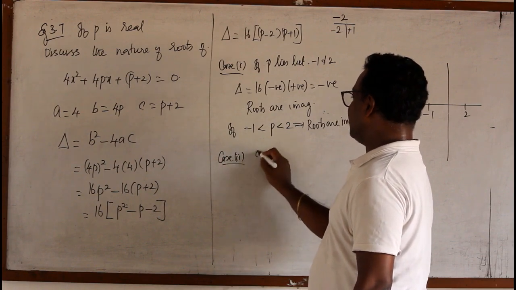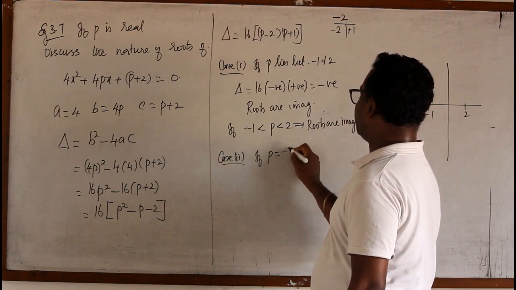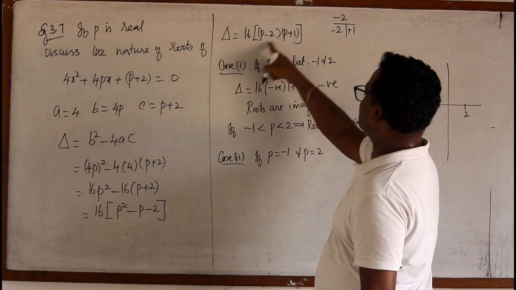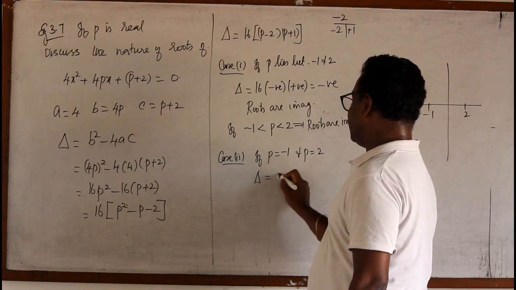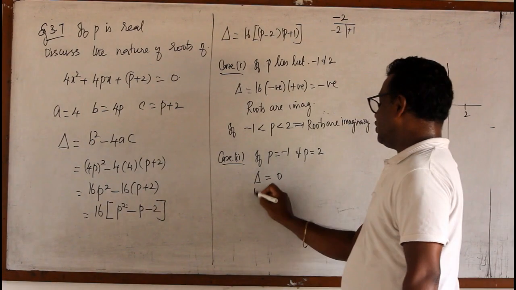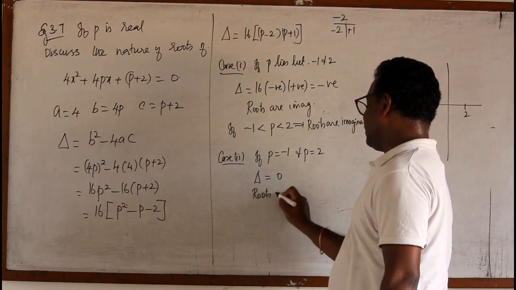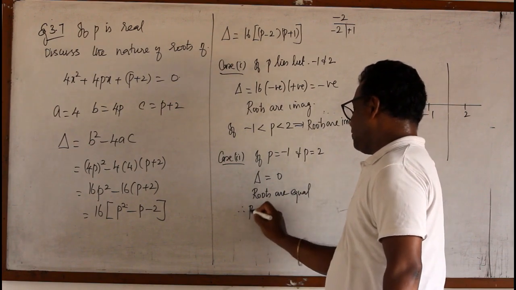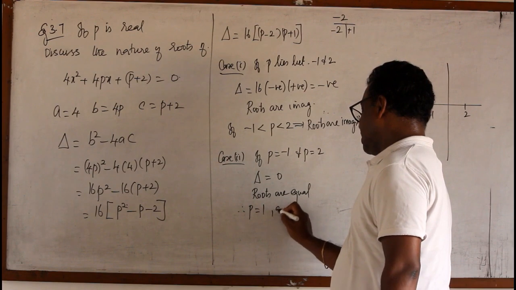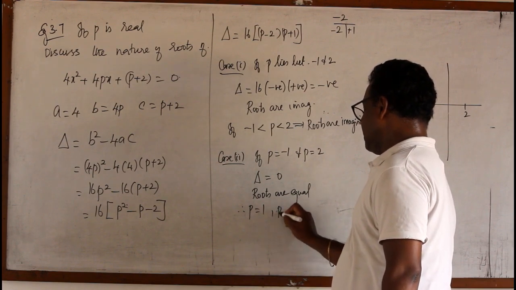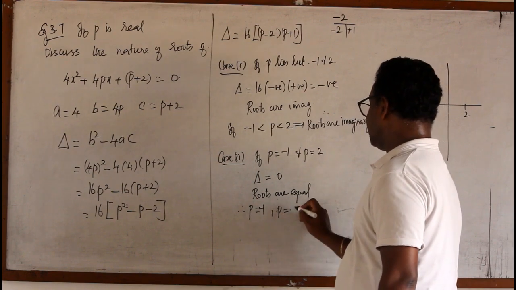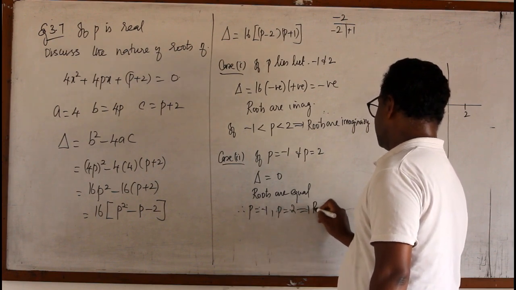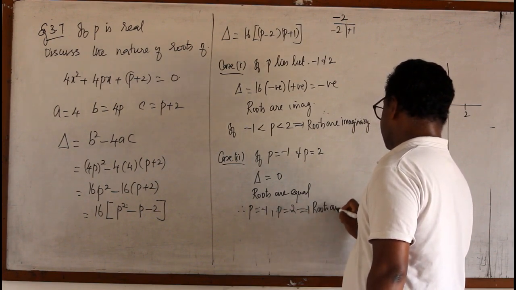Now case 2. Suppose p equal to minus 1 and p equal to 2, then one factor will become 0, so delta equal to 0. Therefore, here roots are equal. Therefore, if p equal to minus 1 and p equal to 2, this implies roots are equal.